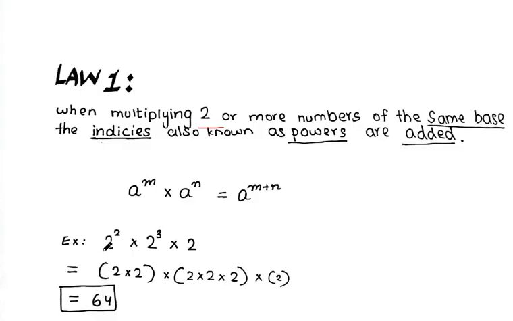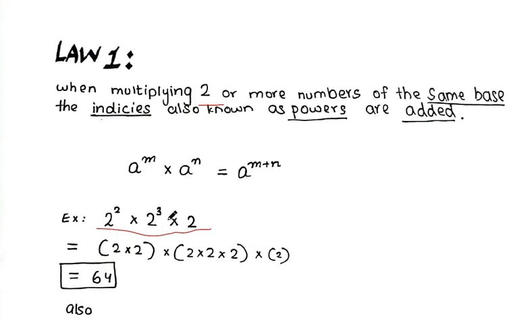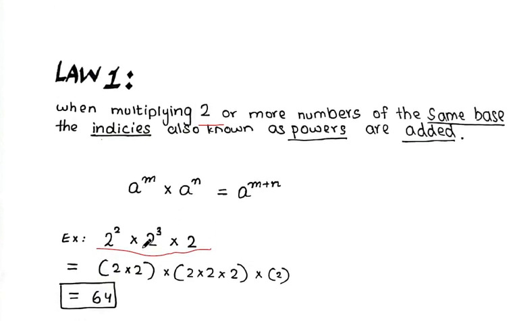Let's do an example. Take 2 square multiplied by 2 cube multiplied by 2. Now keep in mind, whenever a digit does not have a power written on top of it, it basically means its power value is 1. So, if we write it in extensive form, it will be written as 2 into 2 multiplied by 2 into 2 into 2 multiplied by 2, which gives us the answer of 64.